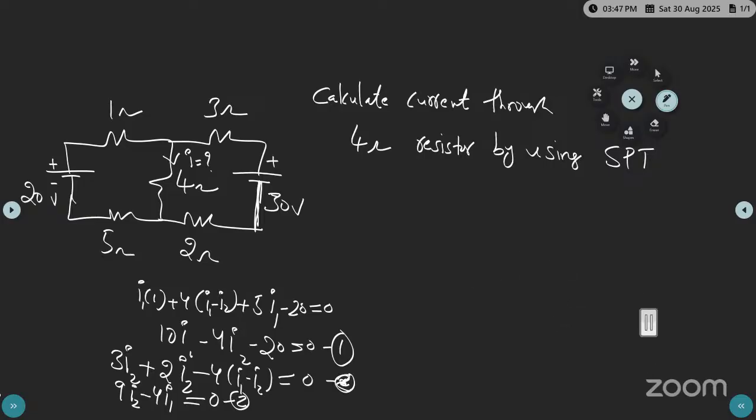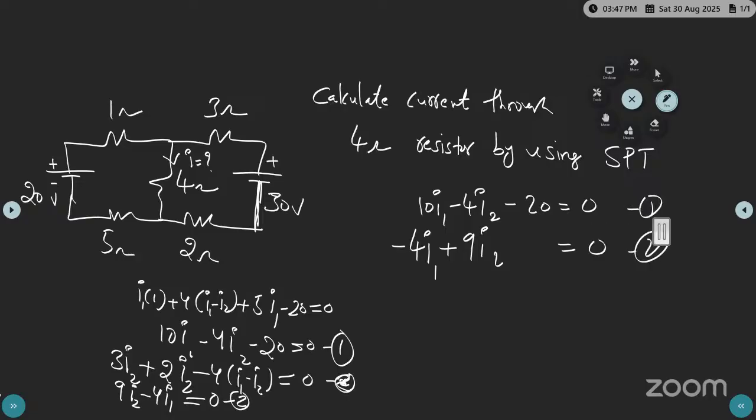I am writing two equations. 10 I1 minus 4 I2 minus 20 is equal to 0. 9 I2 minus 4 I1 is equal to 0. Yes?